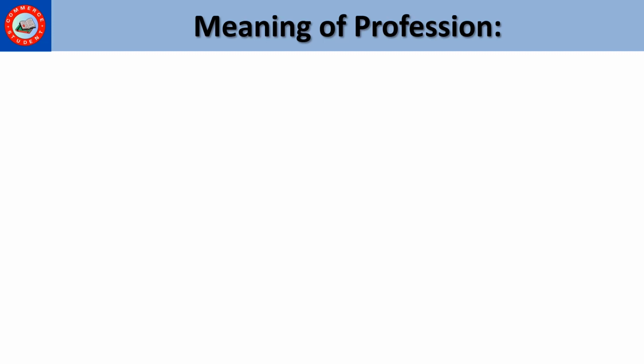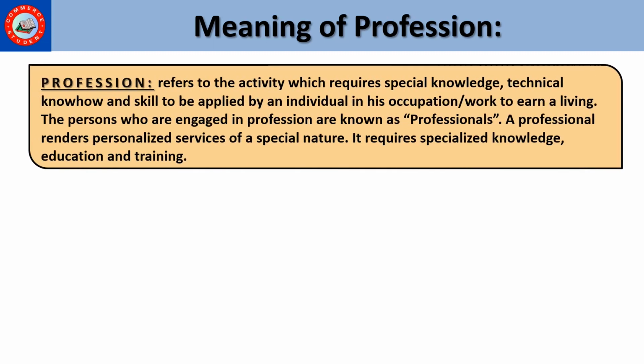So what is a profession? Any economic activity which requires specialized knowledge and skill to be applied by an individual in his or her work to earn a living is called a profession. Okay? And the persons who engage themselves in profession, they are known as professionals.